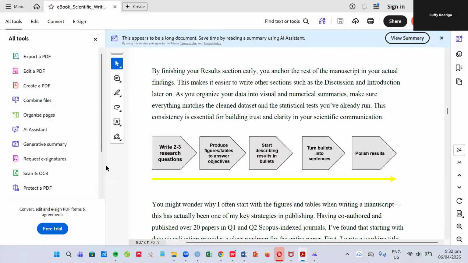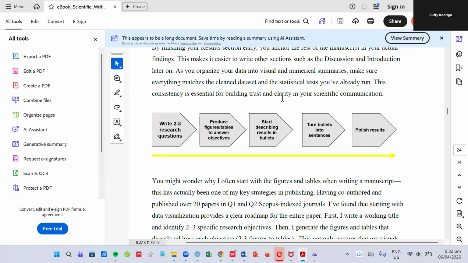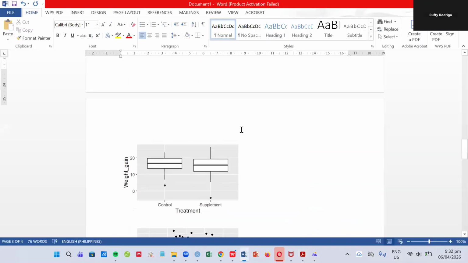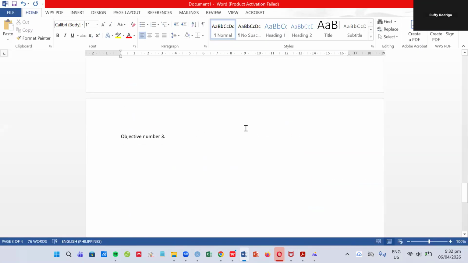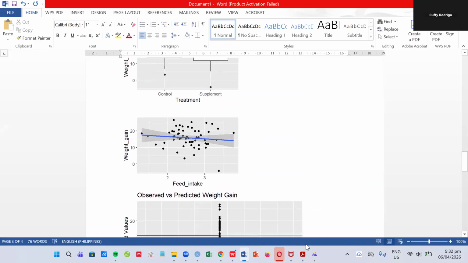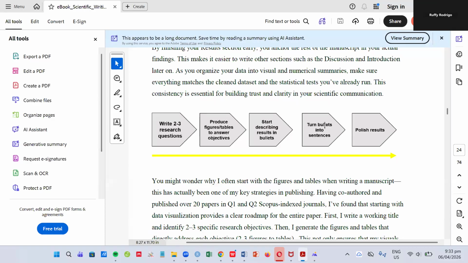So, results. Again, write 2 to 3 research questions. You have to produce figures and tables to answer your objectives and then start describing results in bullets, which is basically what we just showed earlier. So we produce the figures and we can make some interpretation about it in bullets or in sentences. Then turn bullets into sentences and then polish the results.